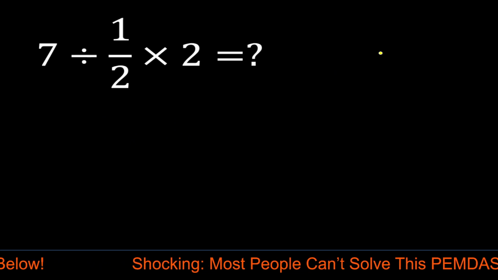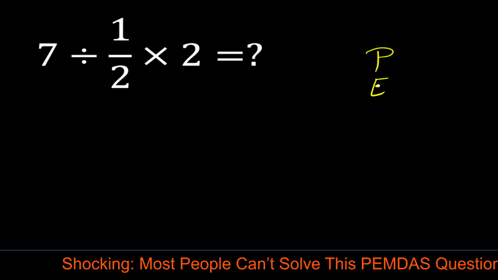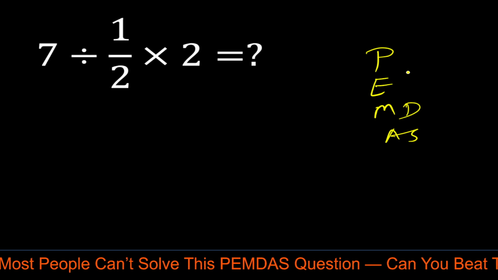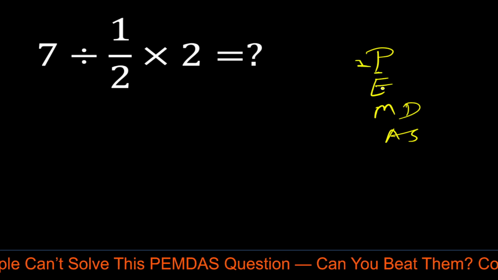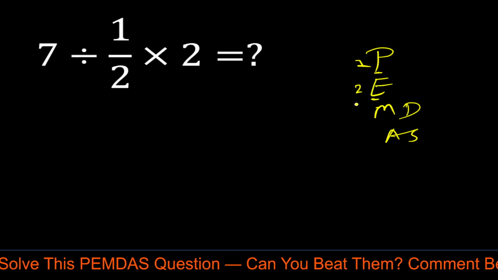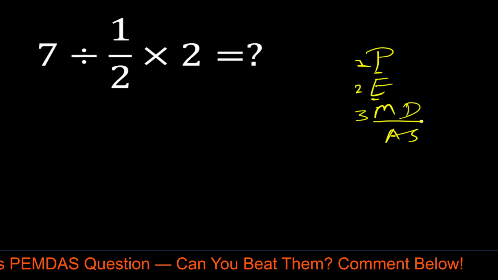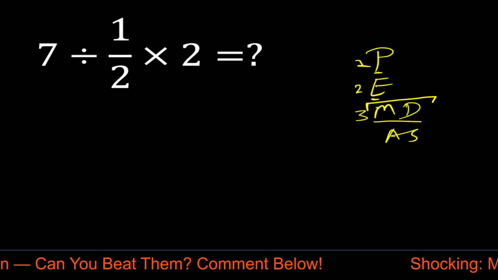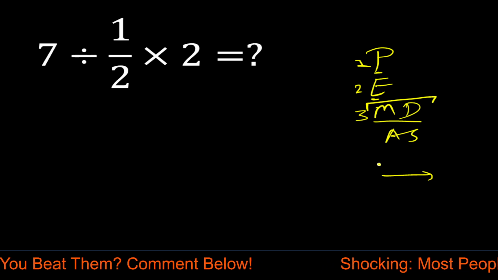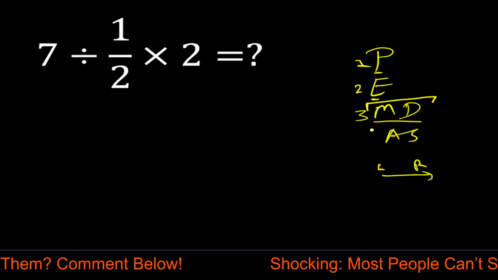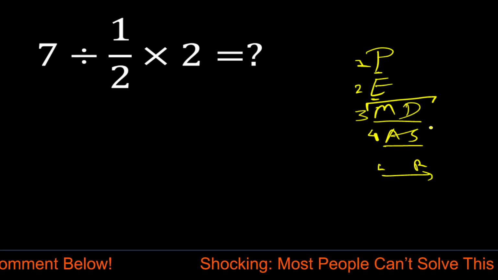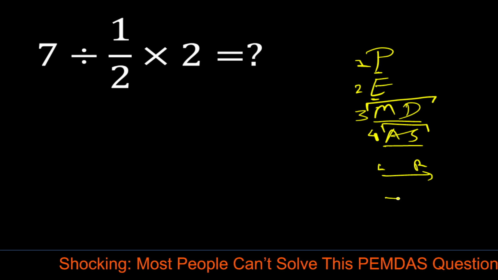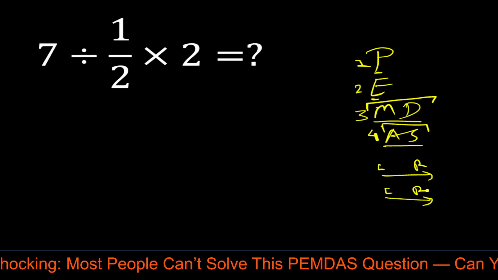So PEMDAS, P E M D A S. According to PEMDAS rule, first priority is parenthesis, then second priority is exponents, then third priority is multiplication and division. Here multiplication and division both have equal priority, so we have to solve it from left to right. Then fourth and last priority is addition and subtraction. Also addition and subtraction both have equal priority, so we have to solve it from left to right.